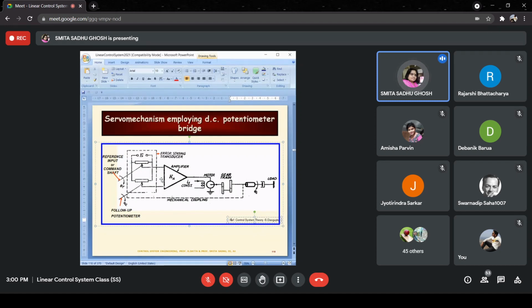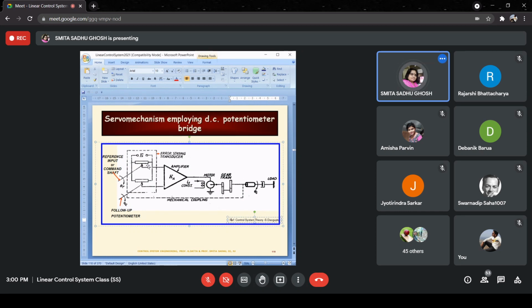So here now, in this particular mechanism, this is called a servo mechanism. As I told you, we'll be doing a bit more of this in detail as we go by. And here, this is a servo mechanism employing a DC potentiometer bridge. So this dotted box over here is the potentiometer bridge, of course DC, and it is the potentiometric bridge arrangement that we are referring to.